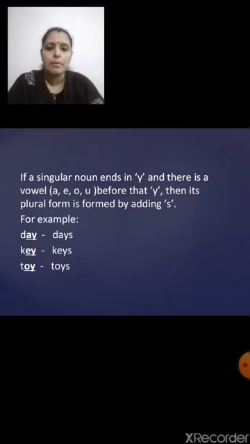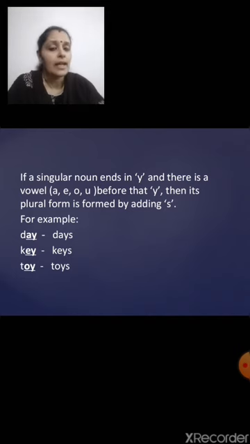Let's see some examples. D-A-Y, day. So the last letter is Y and there is a vowel before that, A. So what should I do? I will just add S to it. So my plural form will be days. D-A-Y-S, days. Right?